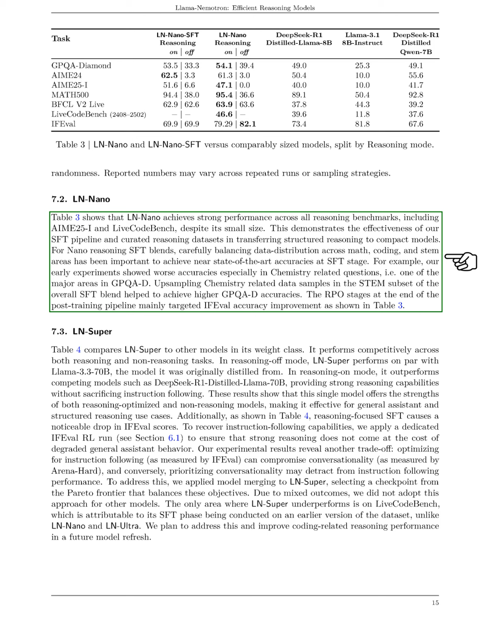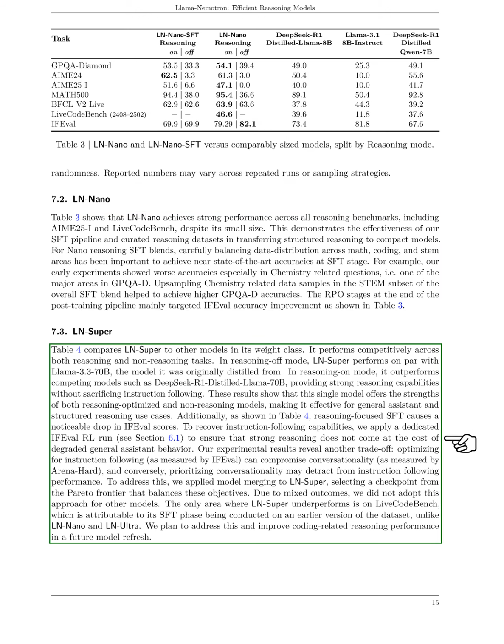For instance, our initial tests revealed lower accuracy in chemistry-related questions, a key area in GPQA-D. By increasing the number of chemistry samples in the STEM subset, we improved GPQA-D accuracy. Moving on to LN Super, we compare its performance with other models of similar size. It competes well in both reasoning and non-reasoning tasks.